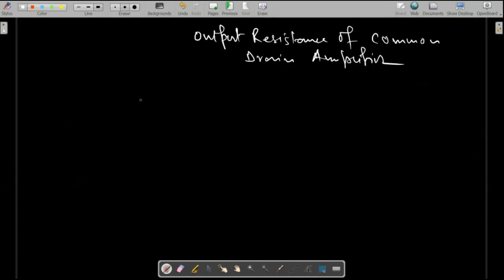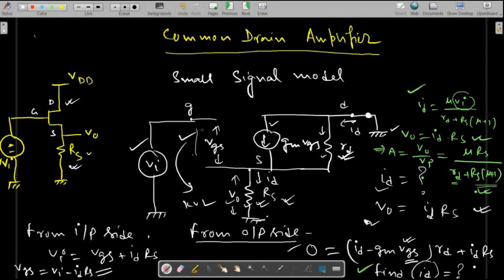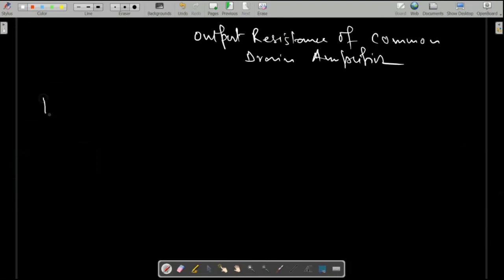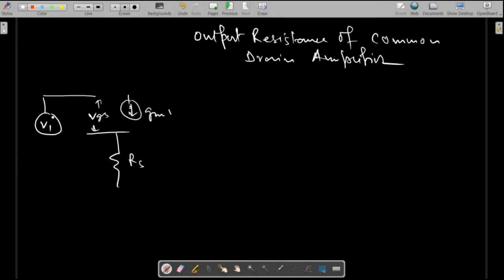Okay. So again, go back to the circuit, this type of circuit we have. So we can draw it once again. We have VI, we have VGS, we have RS, here we have GMVGS, and here we have RD. This one was grounded, this one grounded, we are taking output from here, V0. So this is our circuit.